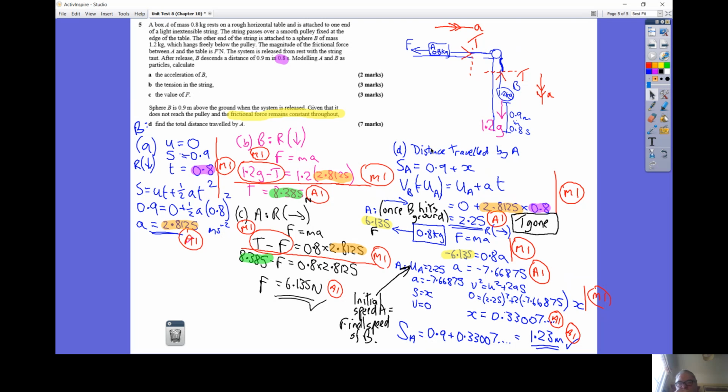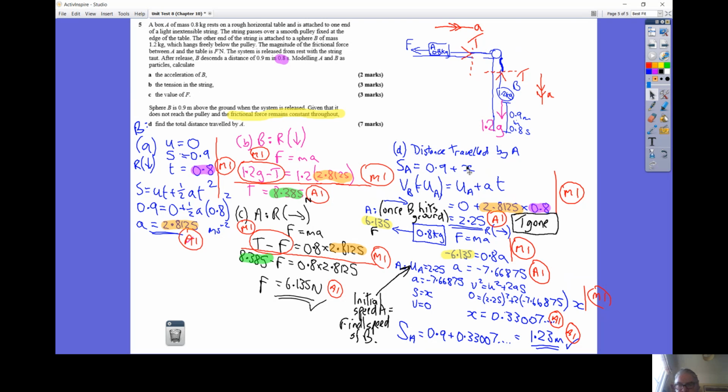Now, for part D, we've got to work out the total distance travelled by A. The first thing to take on board is this comprises two distances. It's first of all going to be the distance it travels while it's being pulled along by B. B travels 0.9 meters before it hits the ground. So for our final answer, we've got to remember to add on 0.9 meters.